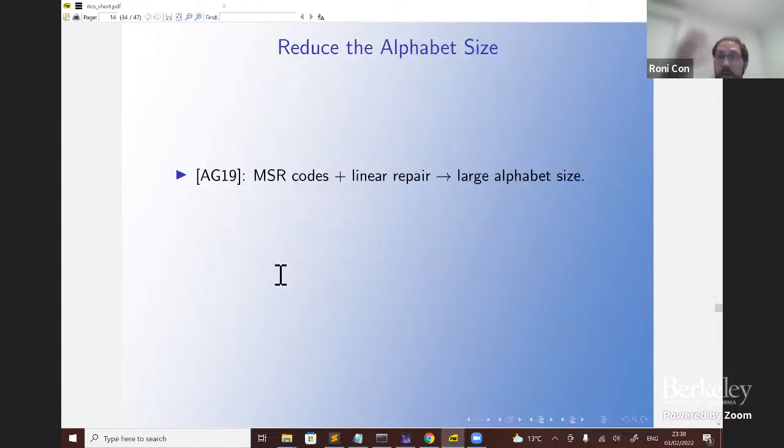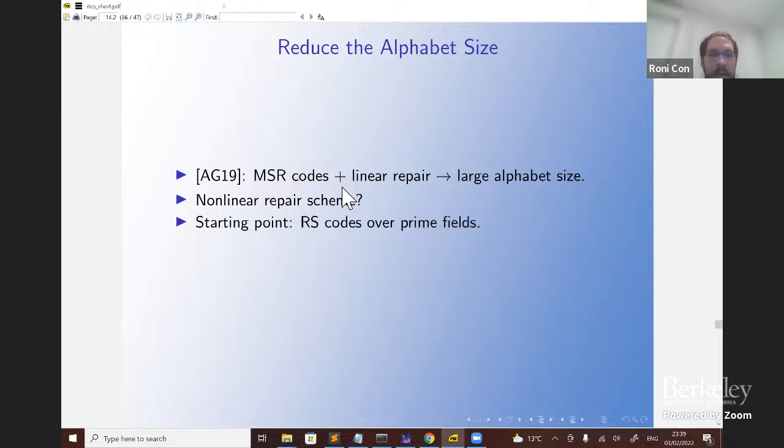Okay, and we started looking at this, and the first thing that came to our mind was, okay, MSR codes with linear repair, by Alrabiah and Guruswami in 2019, must have large alphabet size. So maybe turn to nonlinear repair schemes, and this was also raised as an open question in Guruswami and Wootters' paper: what is the power of nonlinearity? And our starting point, which became this work, was to look at Reed-Solomon codes over prime fields.